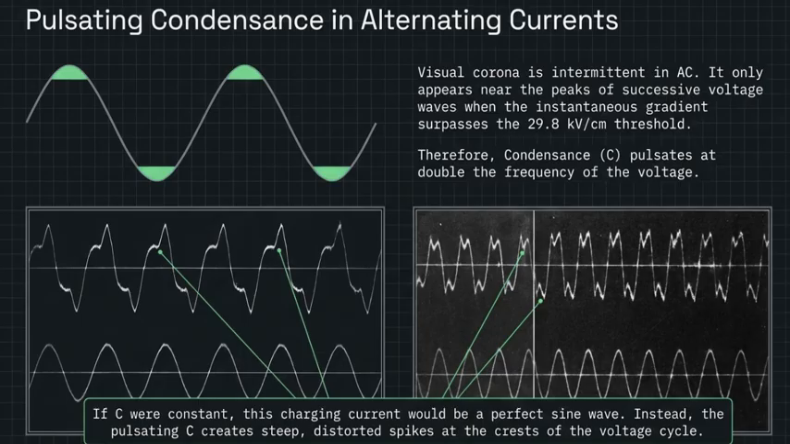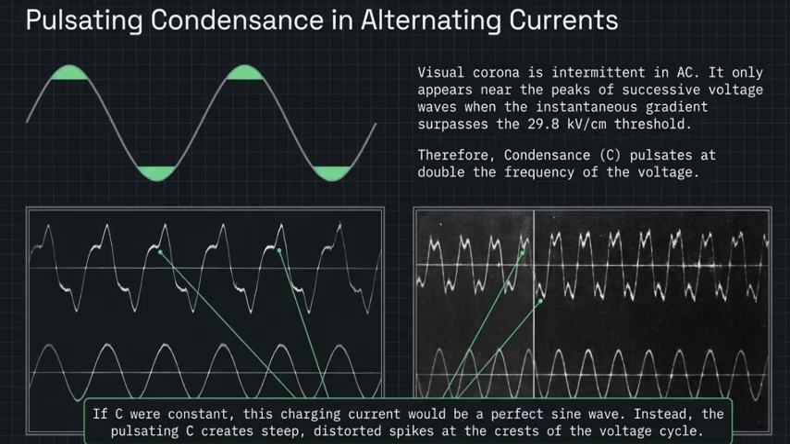Because these are alternating current transmission lines, the voltage is rising and falling in a continuous way. Right, it's pulsating. So that visual corona, that ghost wire, only appears near the absolute peaks of those successive voltage waves, precisely when the voltage crosses that 29.8 kilovolt threshold. Oh, I see. As a consequence, the condensance of the circuit is pulsating. It throbs at double the frequency of the voltage. So the wire is literally breathing. It is expanding and contracting electrically dozens of times every single second.